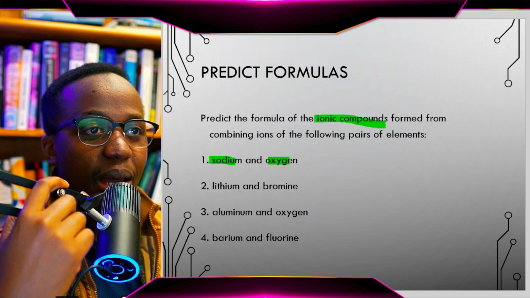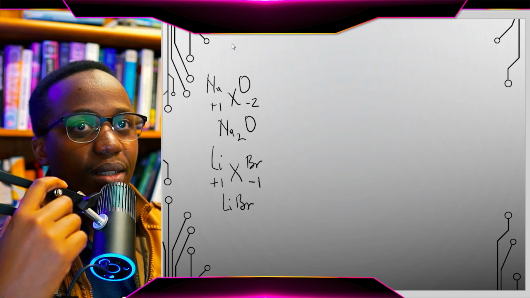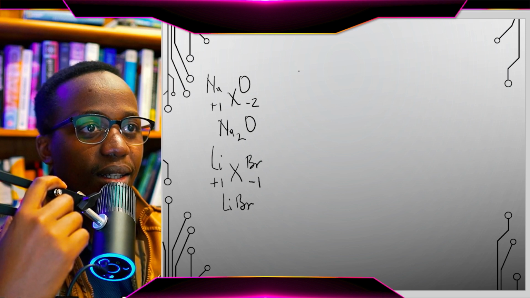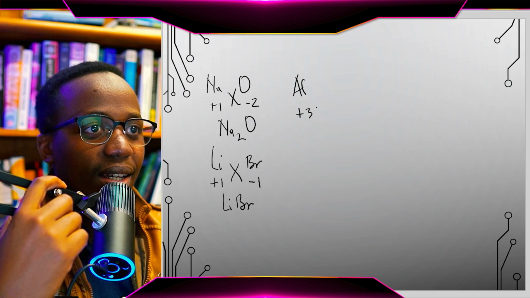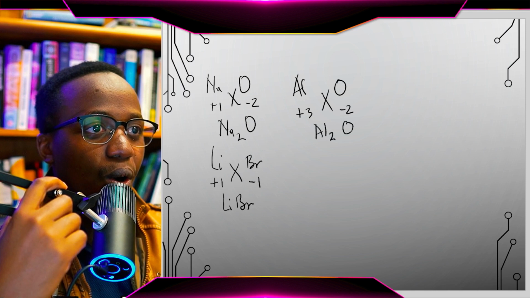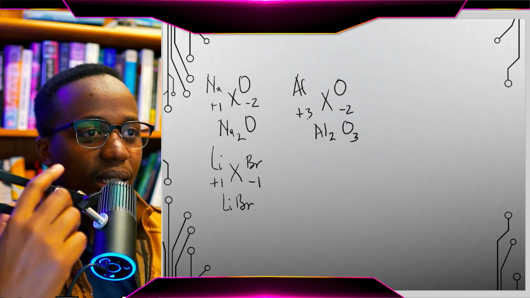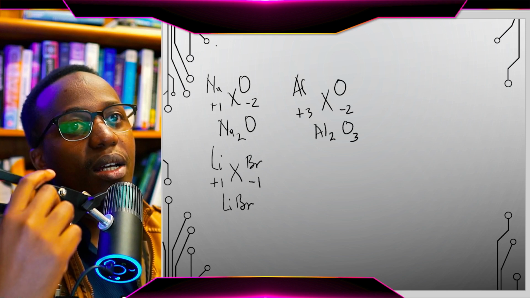And then aluminum and oxygen. This is a good one because aluminum is +3. Oxygen is -2. So when you do the cross, you're going to get Al2O3, right? So aluminum gets 2, oxygen gets 3. That's the cross. Remember that.